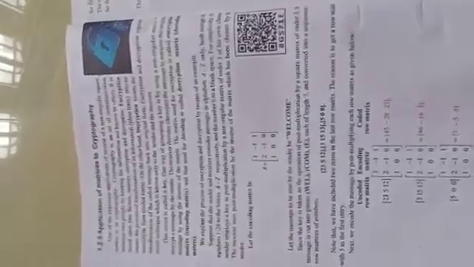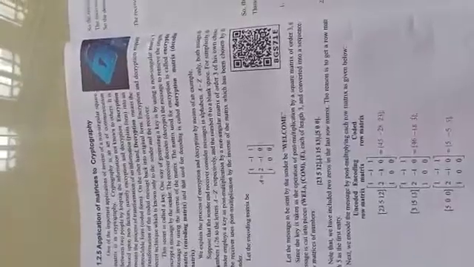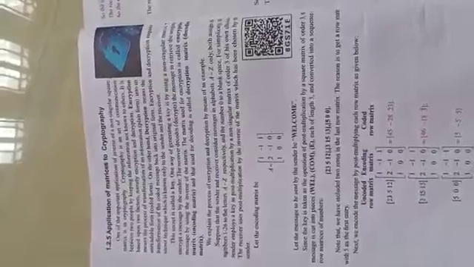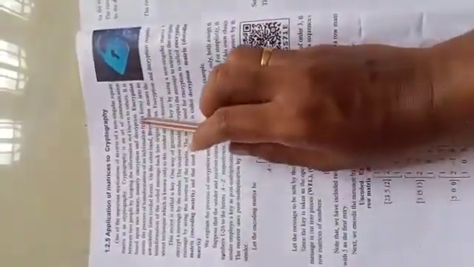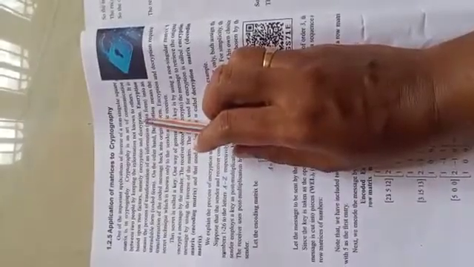Here two people are sending the information. One is the sender and another one is the receiver. They are sending it in a secret manner. It should not be known to others. That is cryptography. For that, two main things are used: one is encryption and this is decryption.